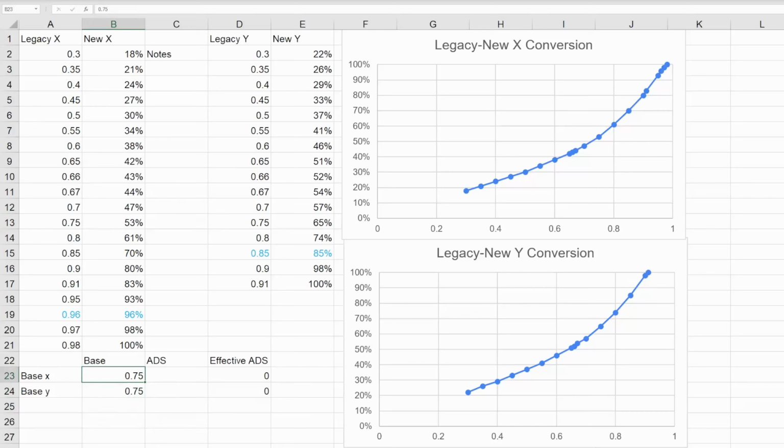Okay, so our X sensitivity is 0.75. Look on our chart here. That's equal to 53%. Okay, 0.75 on Y equal to 65%.